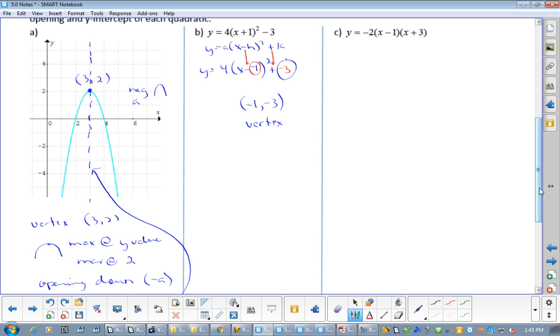Now, is this thing going up or down? Why? How do you know it's up? It doesn't say anywhere that it's up. Ah, it's positive 4. It must be going up. Okay, so I can start thinking here. Vertex, negative 1, negative 3. Negative 1's here, negative 3's like here, so it's going to look something like this. Okay, and we're not going to get into more detail at this point on this.